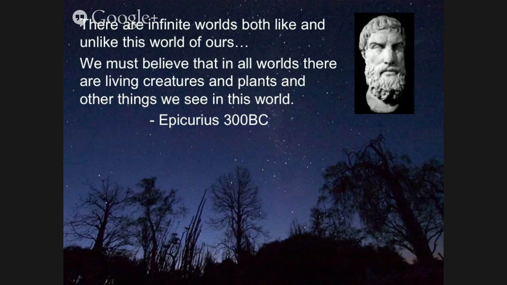And Epicurus, in a letter to Herodotus, actually commented that there are infinite worlds both like and unlike this world of ours, which he speculated, he didn't know. And we must believe that all these worlds have living creatures and plants and other things we see in this world. That's a pretty modern statement to make back in 300 BC, when nobody knew what the stars were, nobody knew what the planets were. But at least this particular Greek, and also Pythagoreans and other groups of Greeks, imagined that there are probably other places that had life just like Earth.